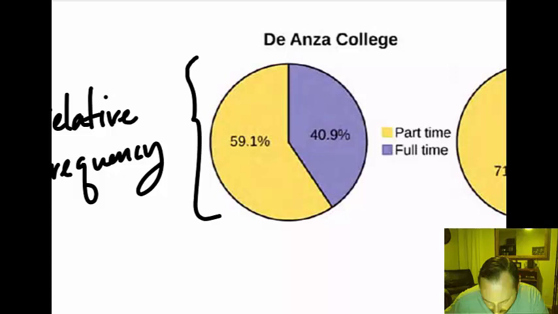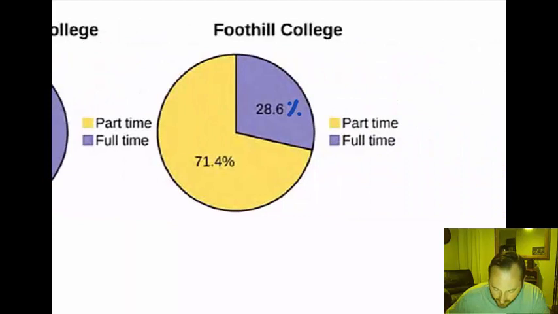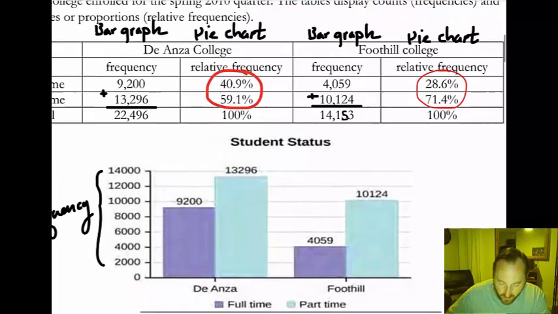The full-time 59.1%, the part-time 59.1%, the full-time 40.9%. Both of those percentages need to add up to 100%, and they do. And the same thing over here for Foothill College, 71.4% are part-time and 28.6% are full-time.